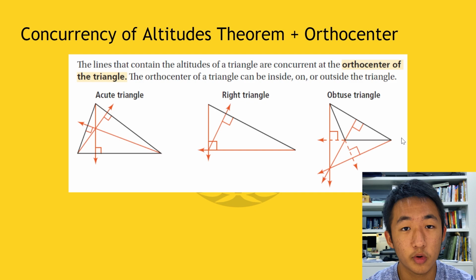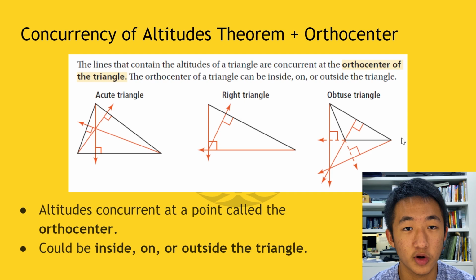The point of concurrency for altitudes in a triangle is known as the orthocenter. The orthocenter can be in, on the edge of, and outside of the triangle. If the triangle is acute, the orthocenter will be inside the triangle. If it is right, the orthocenter will be on the edge of the triangle, and if the triangle is obtuse, it will be outside of the triangle.